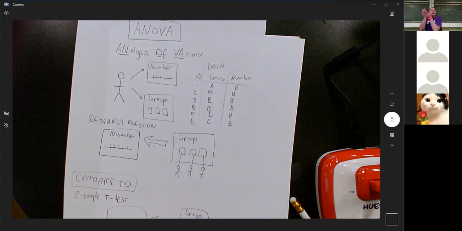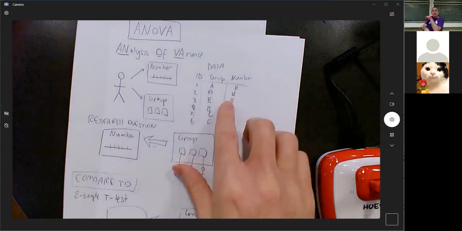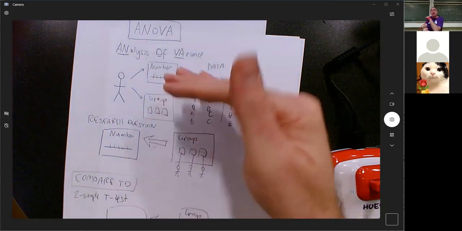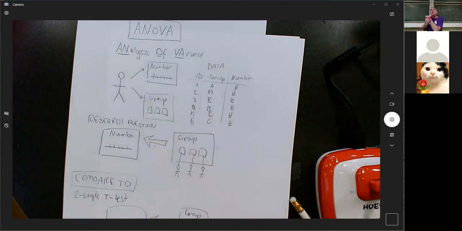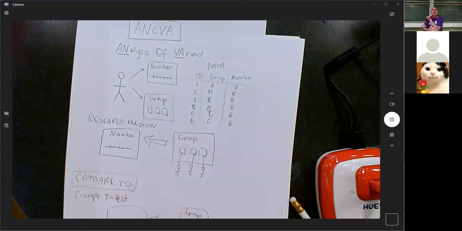A lot of people, when they collect data, do not set it up this way. What they normally do is they have group A and all the numbers that go with group A, and then next to it group B and all the numbers that go with group B, and next to that group C and all the numbers that go with group C. If you want R to be able to do an ANOVA, you have to arrange it this way, with the groups underneath each other, and with a letter to say what group that person was in.